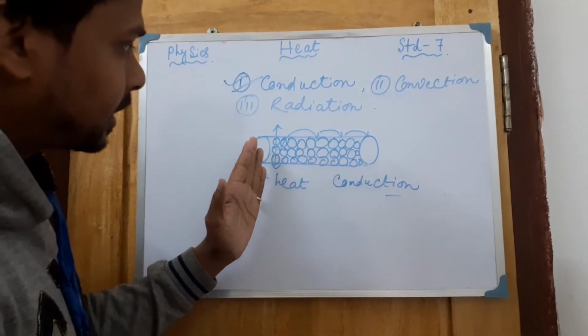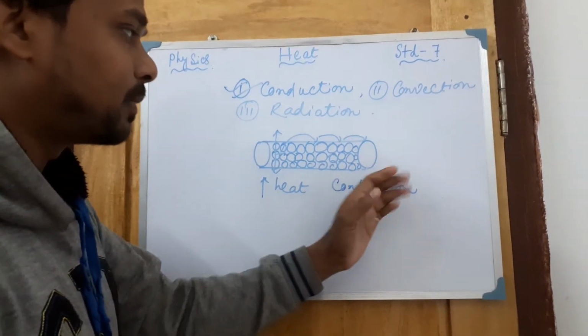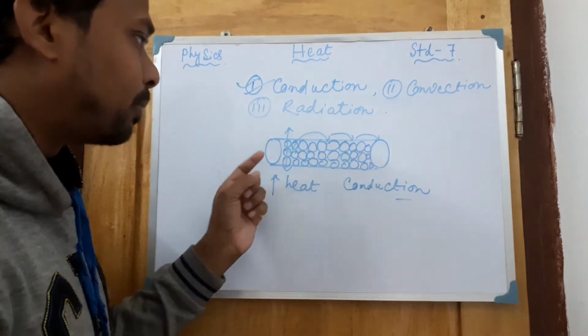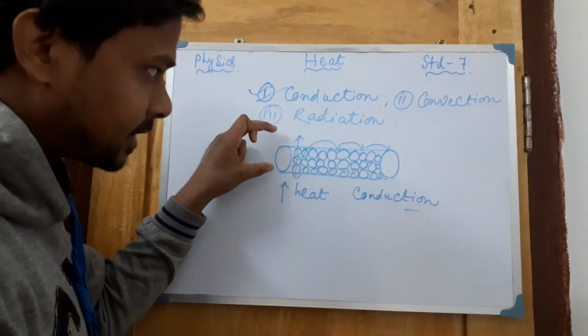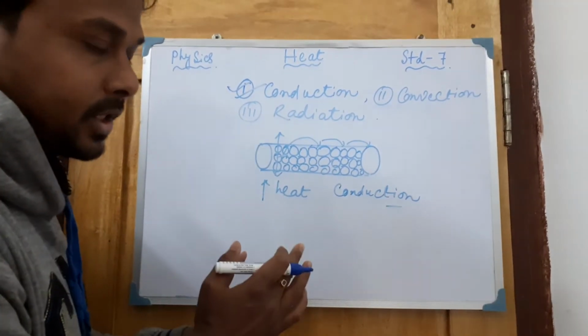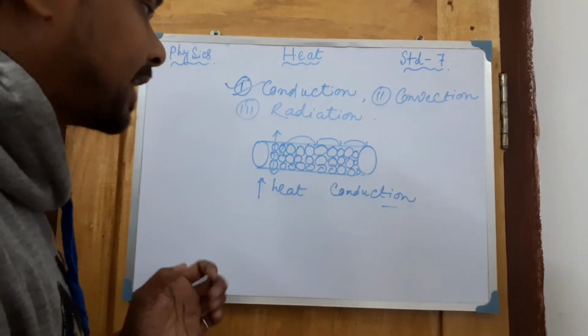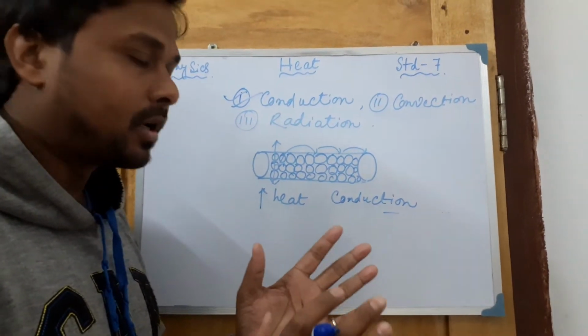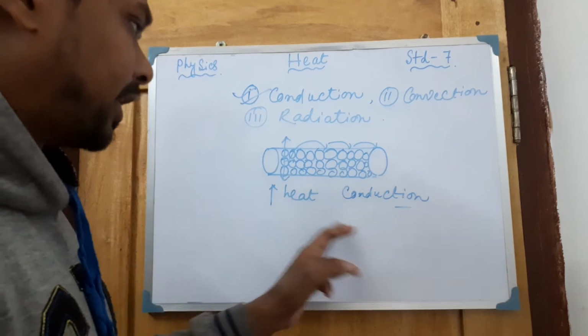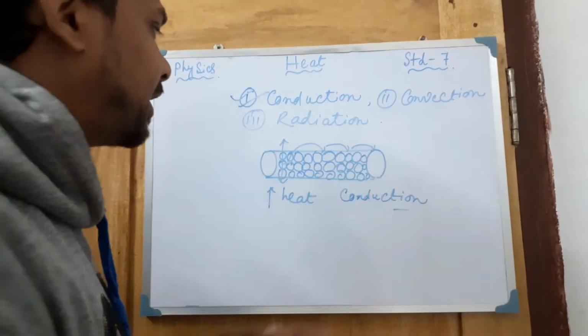So the heat is transferred from this place to this place without any movement of the particles. Actually, vibration is there, but no place is changed. So this is an example of conduction heat transfer, by which heat will be transferred by the conduction method.